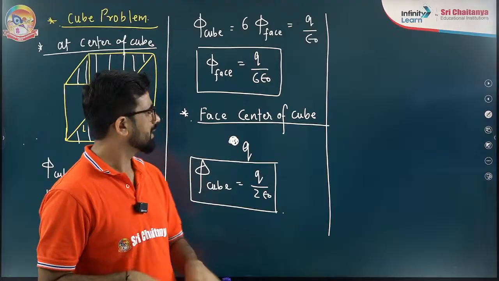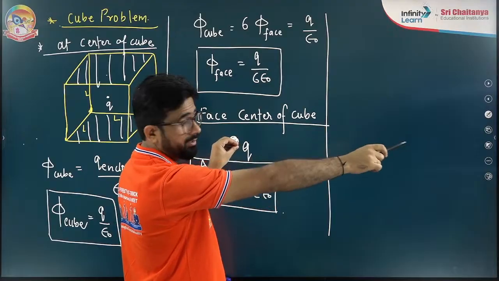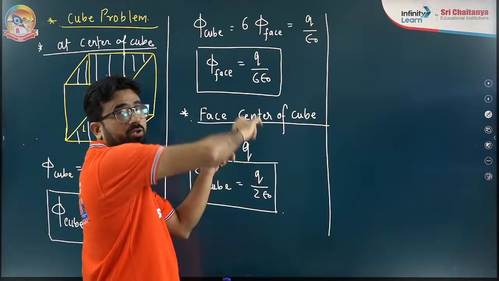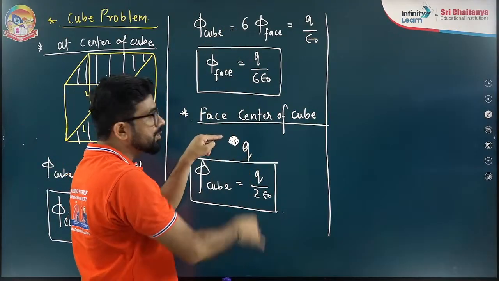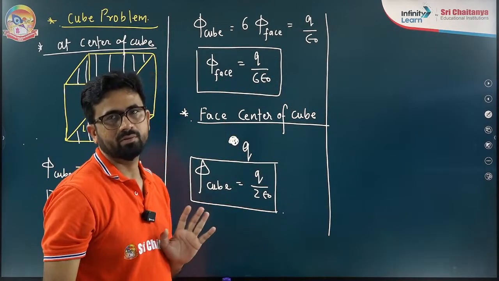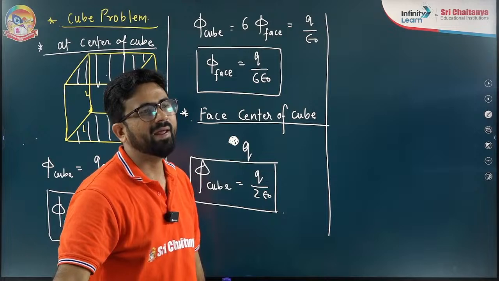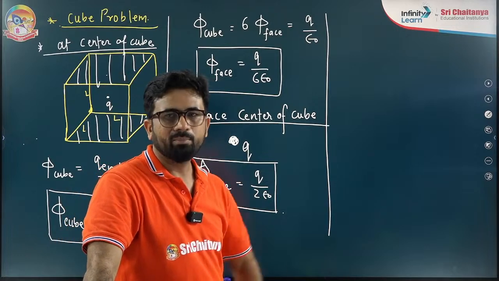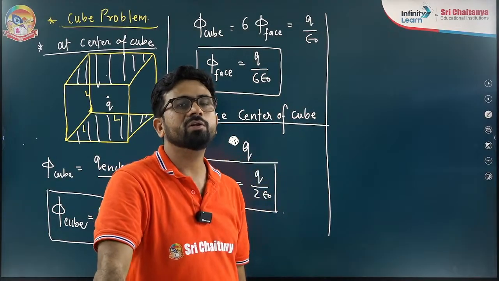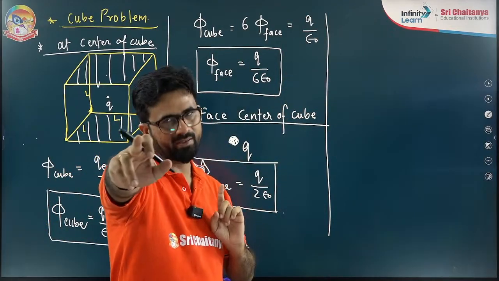Why? I will explain it. The charge is here. From this charge, this side wall is at a distance of L by 2, the other side wall at a distance of L by 2, the ceiling is at L by 2, and the floor is also at L by 2. So these four faces are at an equal distance. But the front wall is at a distance of L. That means it is not at an identical distance. So the flux associated with these five walls is not the same. These four walls are the same, this one is different.